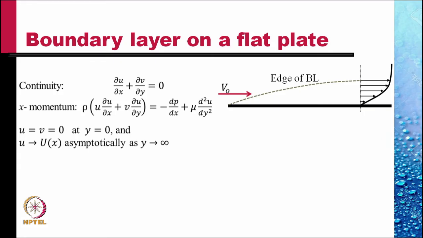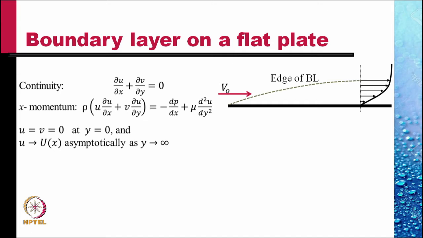Now let us consider the boundary layer on a flat plate. The first problem on boundary layer, which was solved by a student of Prandtl by the name Blasius, a fluid dynamist of great repute by himself.